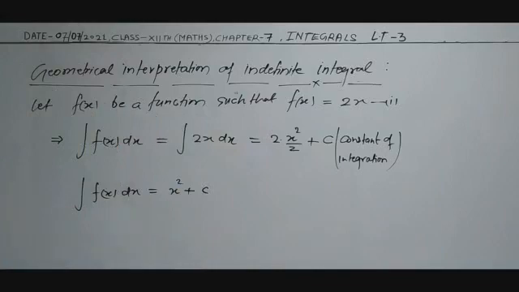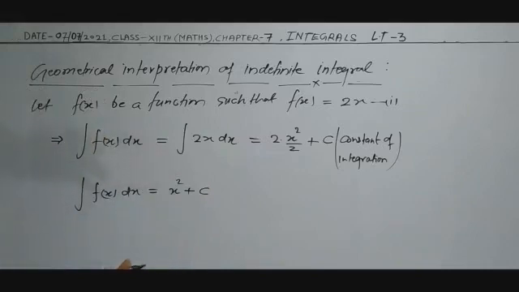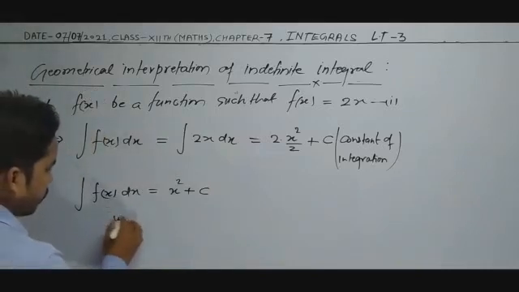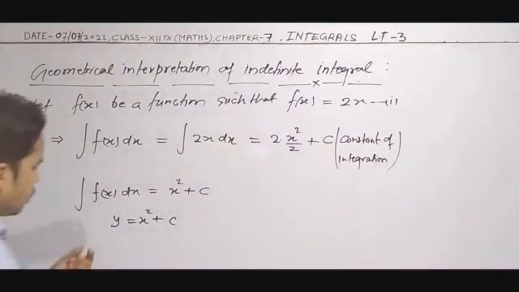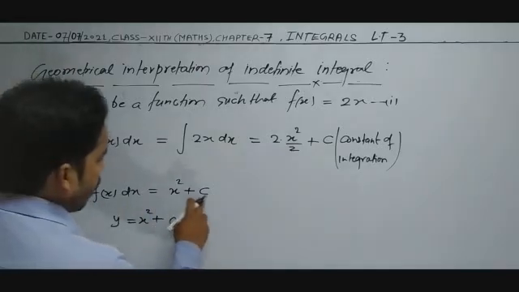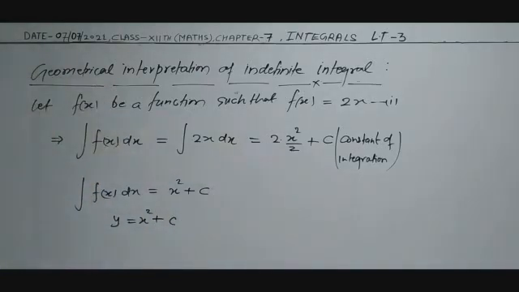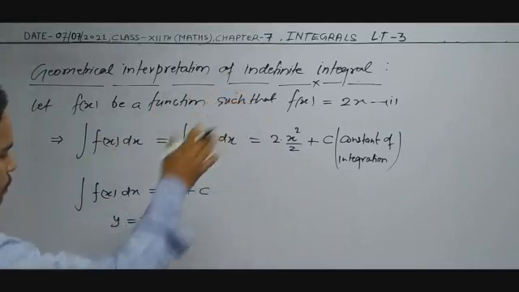What is x square plus c? C is the constant. Suppose you have a function y is equal to x square plus c, then which type of function is this? This is the standard equation of a parabola, or a family of parabolas. Upward parabolas, open in the positive direction of the y-axis.